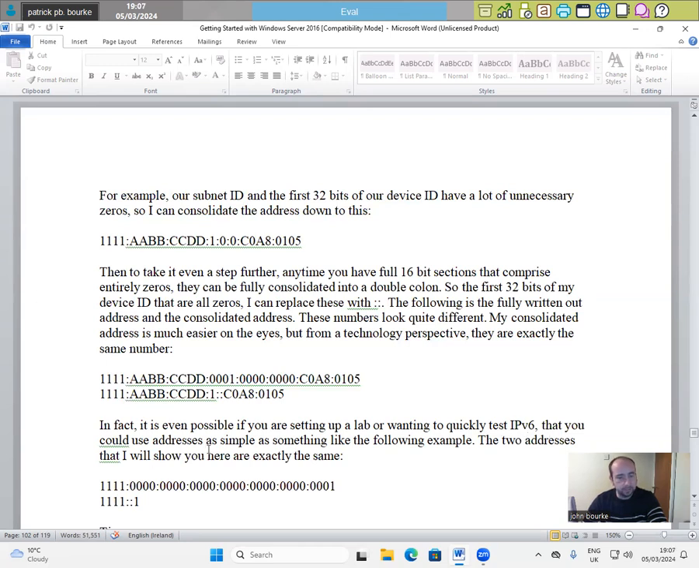In fact, it is even possible if you're setting up a lab or wanting to quickly test IPv6 that you could use addresses as simple as something like the following example. The two addresses that I will show you here are exactly the same.